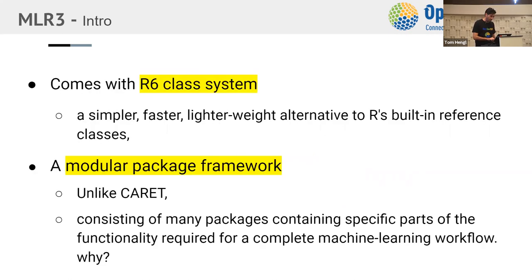So what is nice about MLR3? It comes with an R6 class system, which is also a bit of a pain because it's a different ecosystem from the other built-in reference classes. It's a bit of a pain to change from, for example, S3 to this R6 class system, but the advantage is it's really simpler. If you start using it, you get to know more about this ecosystem, and it's way faster, lightweight, and so on.